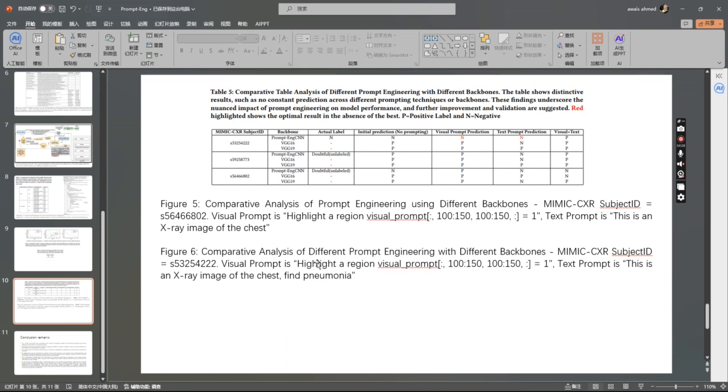Moving on, in Table 5, we perform different prompt engineering with different backbones, which shows distinctive results. And in Figure 5 and Figure 6, we can see there are several prompts which have been employed.